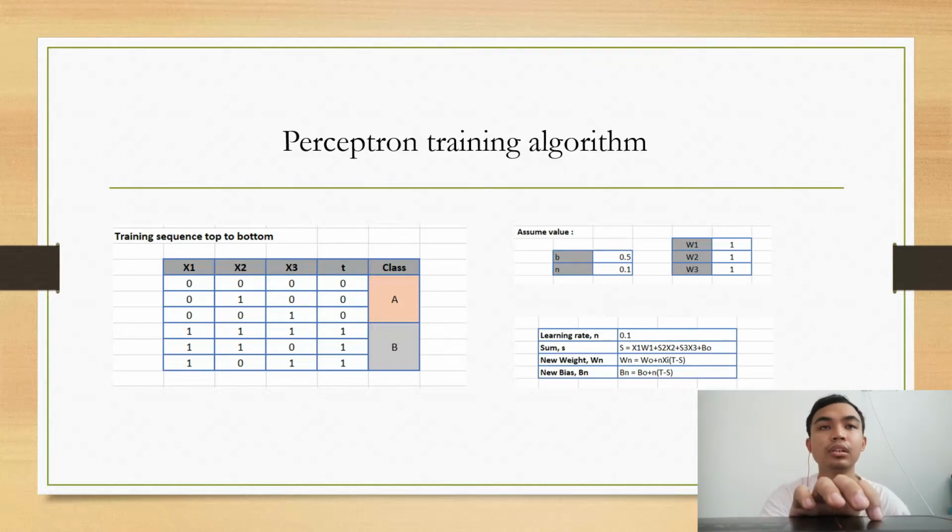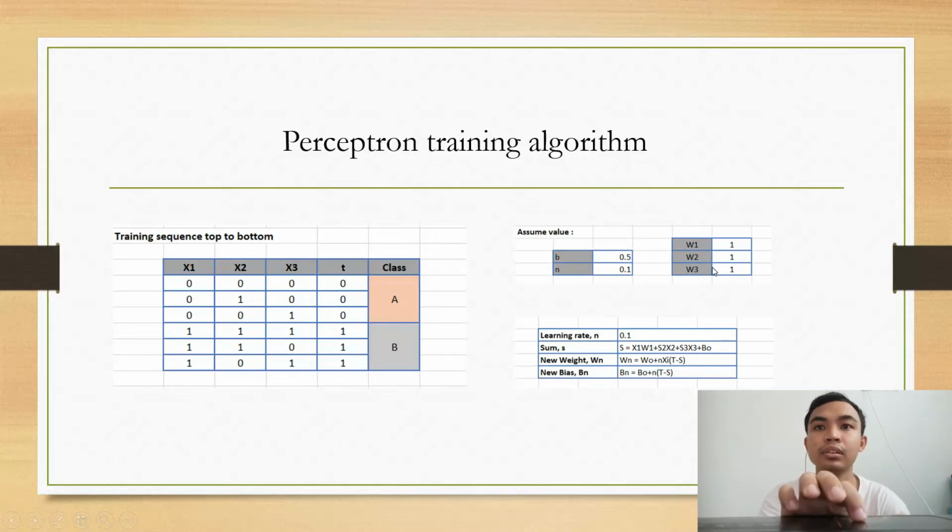And so we go to our first training algorithm, which is the perceptron training algorithm. According to the question, for the training concept top to bottom, this is provided from the question. For this perceptron training algorithm, we assume the B is 0.5 and N we set the initial value 0.1, and W1, W2, W3 we set 1.